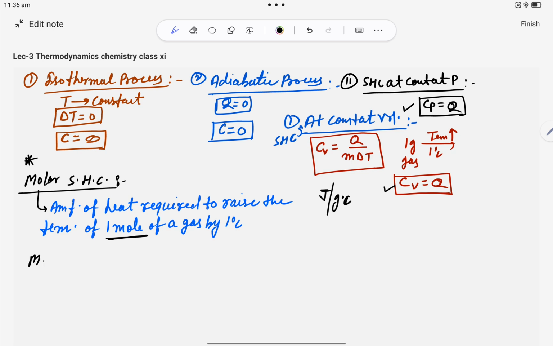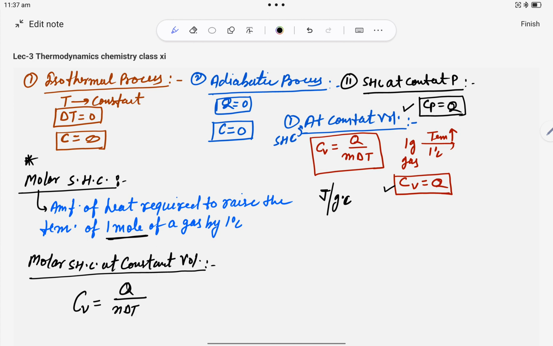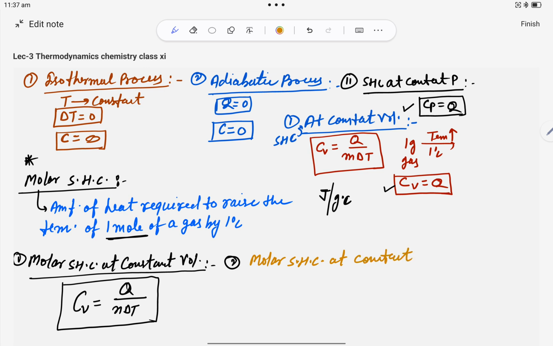Similarly, molar specific heat capacity at constant volume. So it is now capital Cv. Again, formula is Q upon N delta T. M replaced by N because here we have to use number of moles. Then second, same, molar specific heat capacity at constant pressure. So capital Cp is equal to Q upon N delta T.